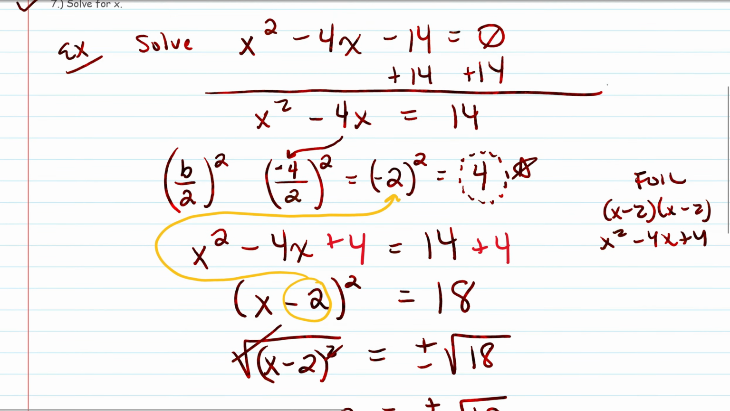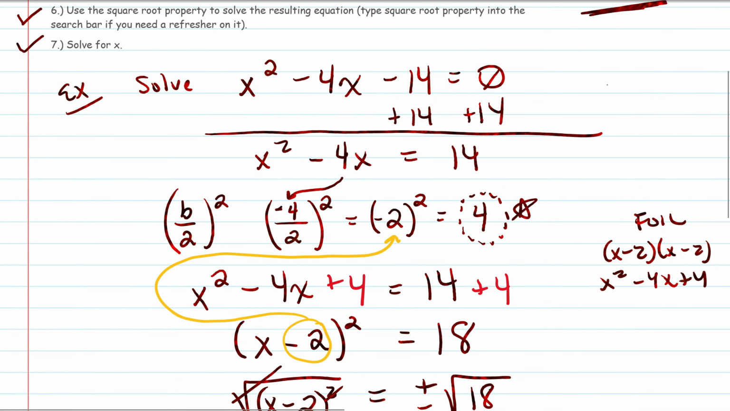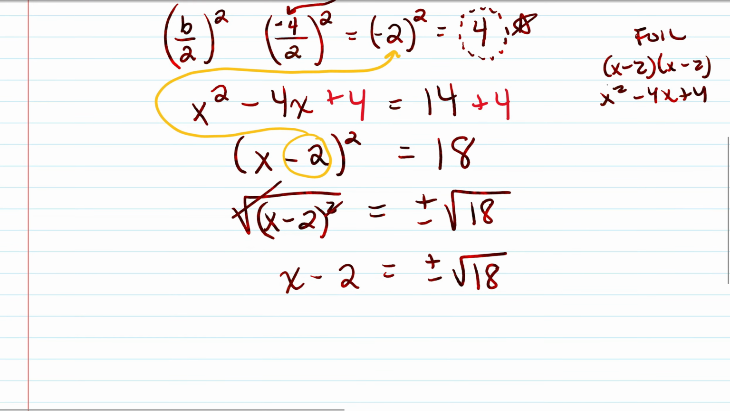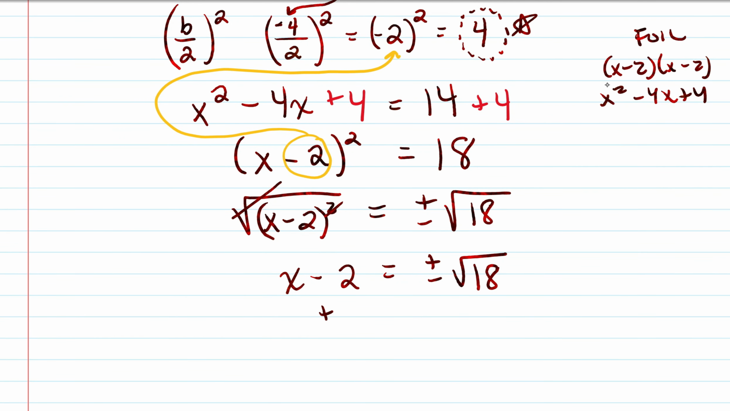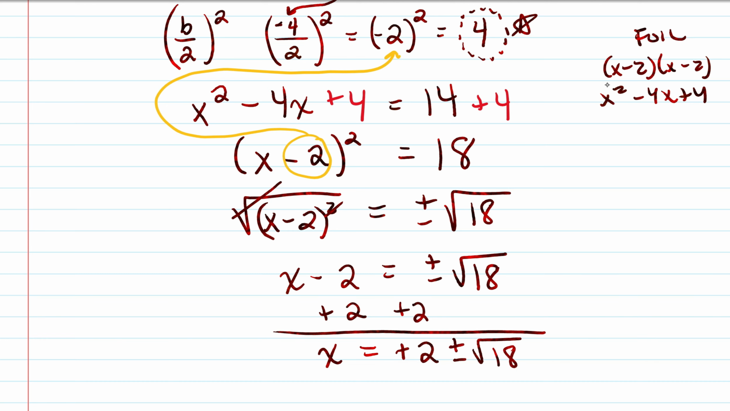Looking at the last step, let's go back up. We just solve for x. So to solve for x, you need to get x by itself, so we add 2 to both sides. So we get x is equal to, you don't have to write that positive sign if you don't want to, of course, but I just chose to show it just to make sure we're all on the same page and understanding that I'm moving it over, ± square root of 18.